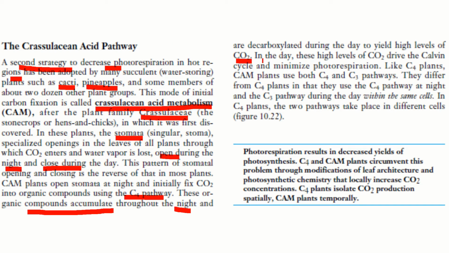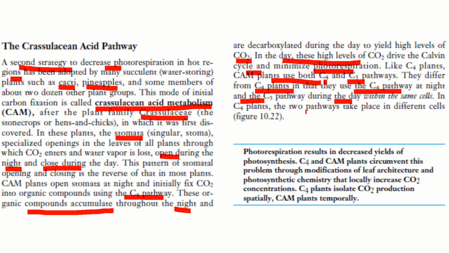just like in C4 plants, they are releasing their carbon dioxide. They release their carbon dioxide, and an ordinary C3 pathway is taking place. See here, in the daytime, the high levels of CO2 drive the Calvin cycle. This is helpful to reduce photorespiration. Just like in C4 plants, the CAM plants use both C4 and C3 pathway. They differ from C4 plants in that they use C4 pathway at night and the C3 pathway during the daytime.